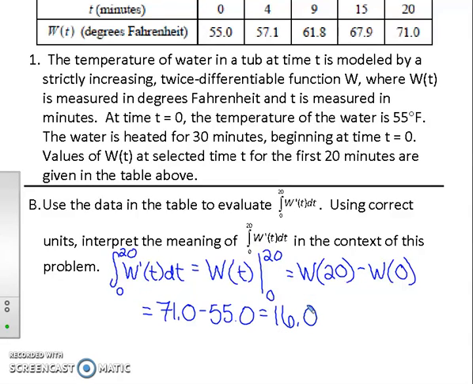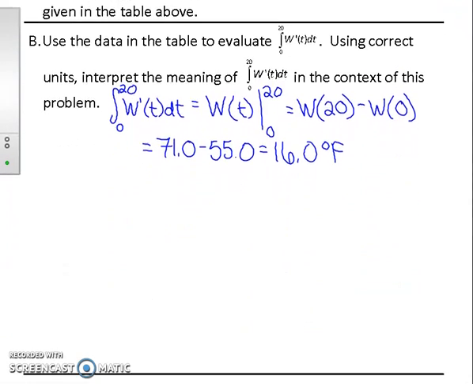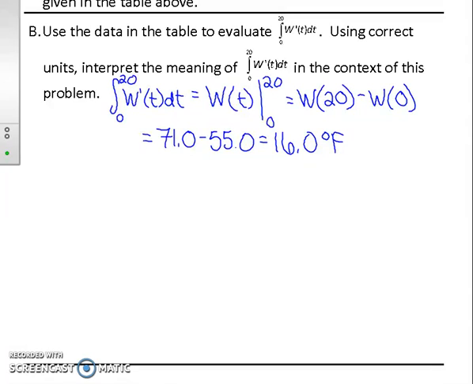Now, also think about units again. We're just taking the W's. The units are still going to be the units for W, so degrees Fahrenheit. So when it says using correct units, interpret the meaning of this in the context of the problem. Well, what is that 16 degrees? If you think about what you just did, you just found the difference from the temperature at 20 minutes to the temperature at 0 minutes.